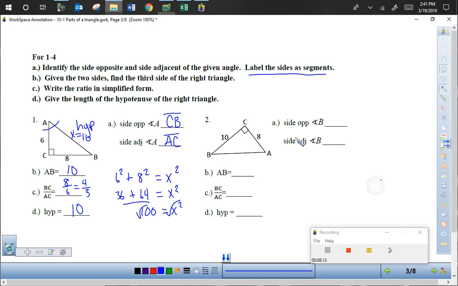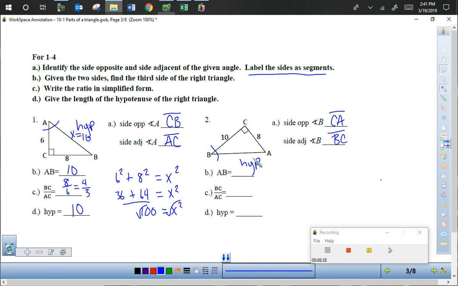Over on number 2, side opposite angle B. So we're focusing on angle B this time. Again, we want to mark the hypotenuse across from the right angle, so we don't use that for this. And then opposite will be over here, not touching that angle B, CA. And the adjacent one touches but is not the hypotenuse, so that leaves us with BC.